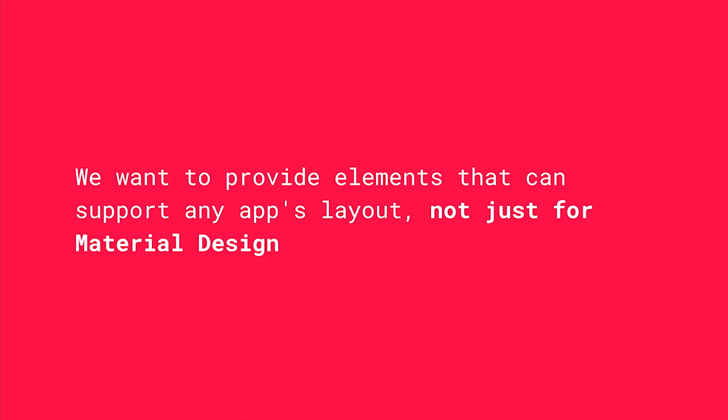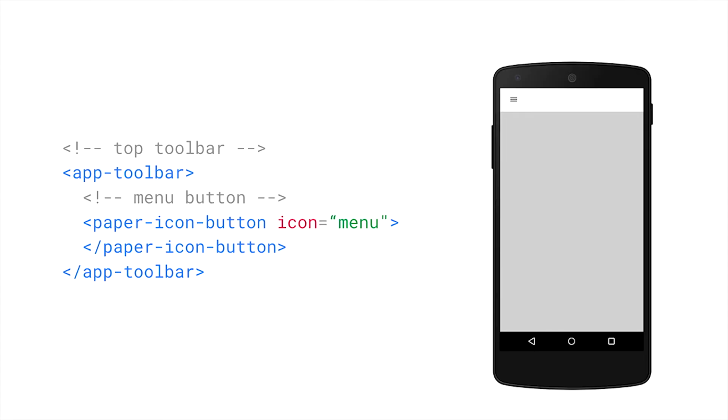So walking through this example here, I'm going to start by just building a toolbar. If you've ever seen me demo stuff before, I always start with toolbars. And I've got a little app toolbar element, and then I've thrown a paper icon button inside of there. And automatically, this is one of the cool, beautiful things with web components. I've got elements from two different sets, and I'm just mashing them together. And it's OK. Their styles play nice together.